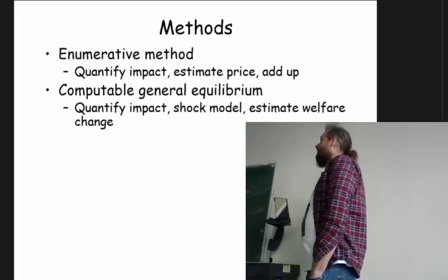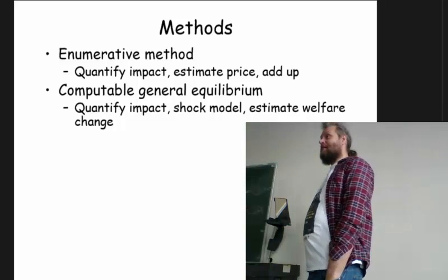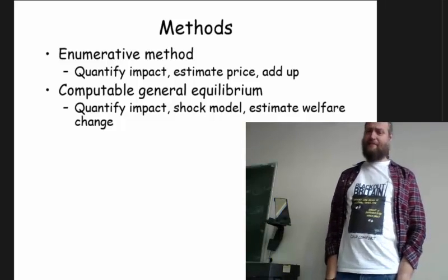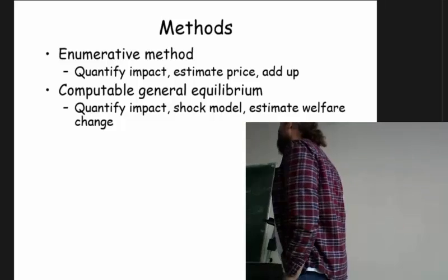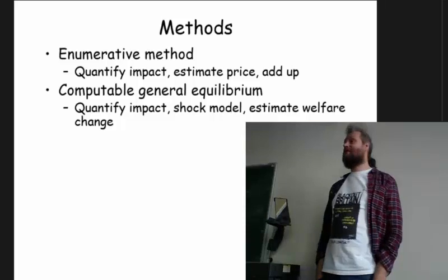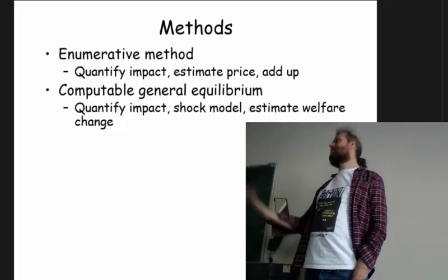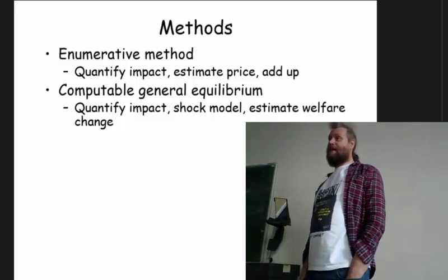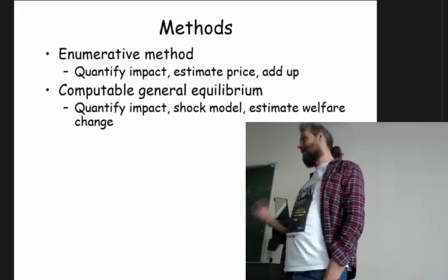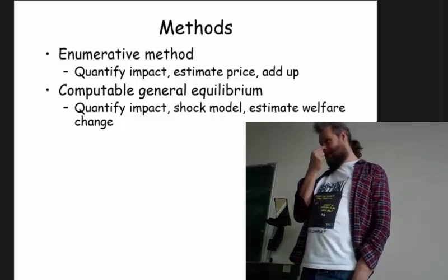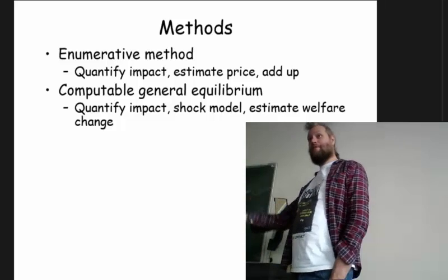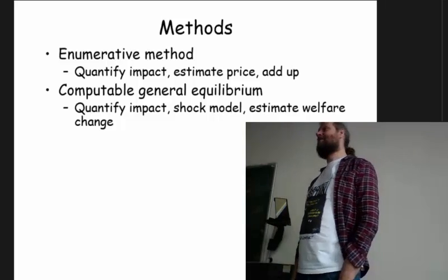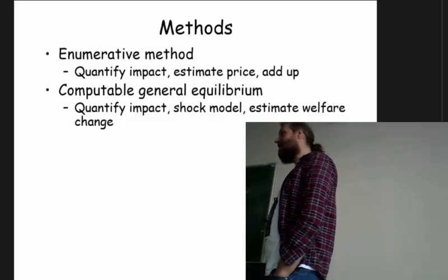Other people have used computable general equilibrium models, not just partial, but general equilibrium models. It roughly works the same way. That is, you start with a list of the physical impacts, you put them into a model of how markets operate, and then you estimate total welfare change. That's the advantage that price responses are included. That's the advantage that interactions from one market to the other are included. Some of these interactions are pretty big.